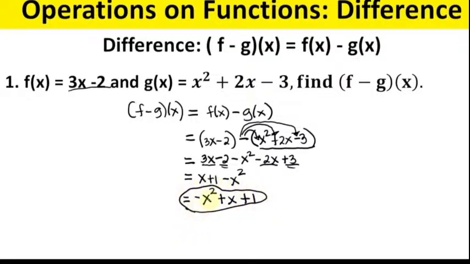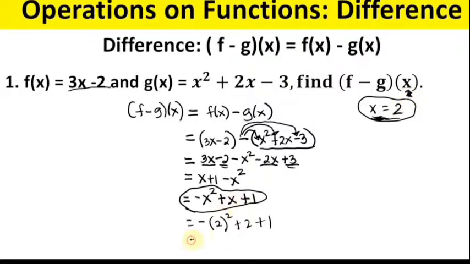Okay, so what if, for example, we put a value in for x? Find f minus g times x, where x equals positive 2. So the value of x is positive 2. We just substitute it here: negative times positive 2 raised to 2 plus 2 plus 1. This is just a what-if, ha? What if x is 2?